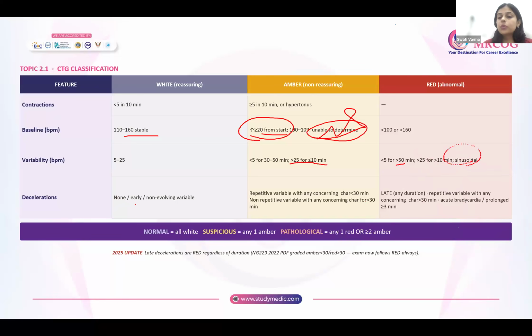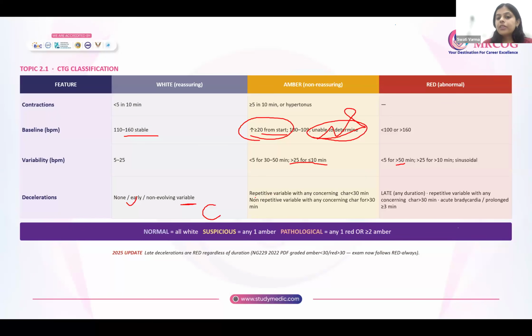Then comes the most confusing one, decelerations. If there are no decelerations, you are happy, keep it white. Even if there are early decelerations, they signify head compression, still you are not concerned, it's still white. Even variable decelerations which are not evolving to have concerning characteristics remain white. If there are no concerning characteristics, no need to worry, they remain white.